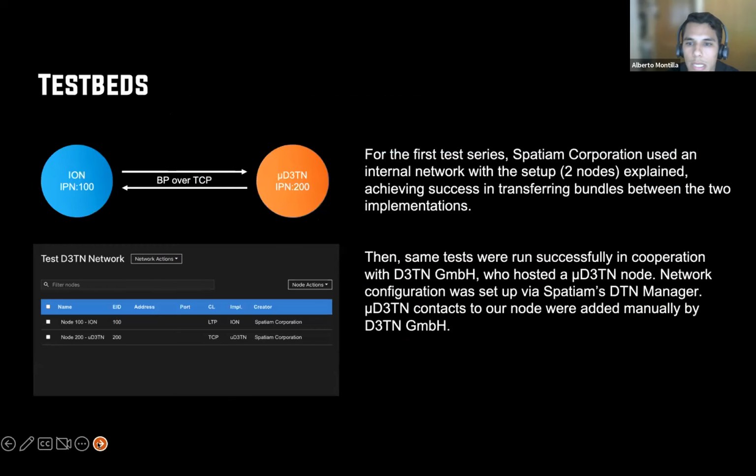Now, to set up the test for the first round of internal testing, we set up a network with 2 nodes in our internal cloud, and the initial test ran successfully. So we proceeded to create a new overlay in the DTN manager and declared an ION node managed by us at Spatiam. Then D3TN proceeded to host a MicroDTN node and declared it into the DTN manager as well. For us, we used the generated configuration file from the manager, and D3TN manually added their contacts to our node.